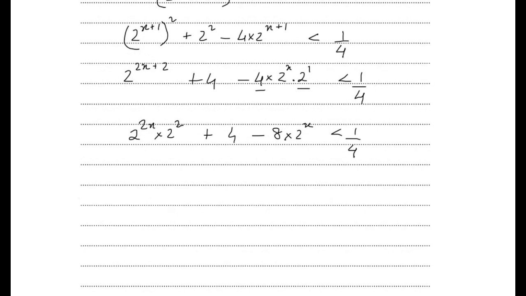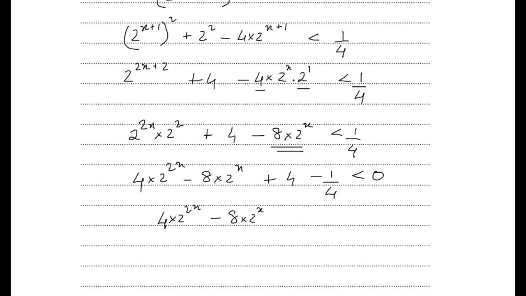This becomes 4 times 2^(2x), and then I'm writing this term, minus 8 times 2^x plus 4, and I'm bringing the 1 by 4 to the left side. So minus 1 by 4, less than 0. And this simplifies to 4 times 2^(2x) minus 8 times 2^x, plus 3.75, less than 0.